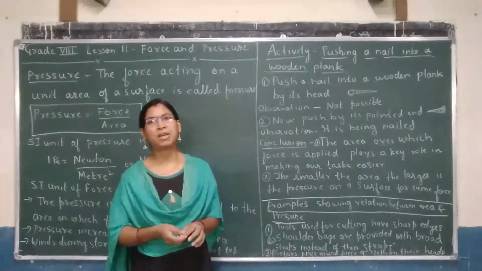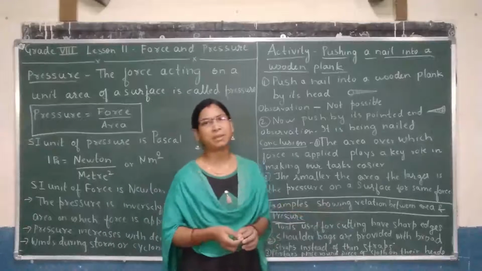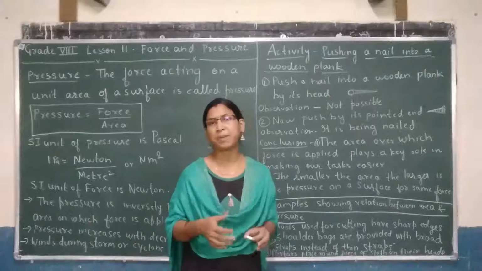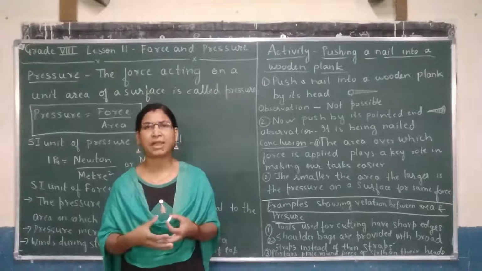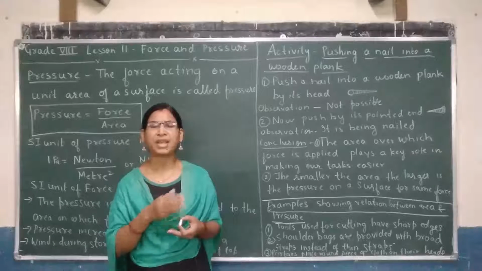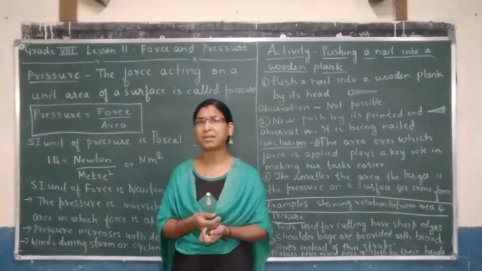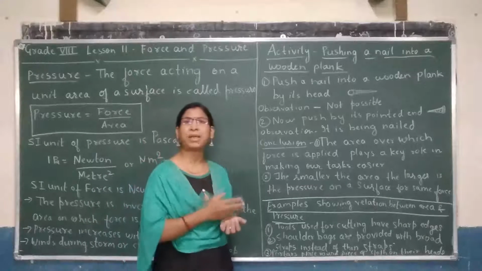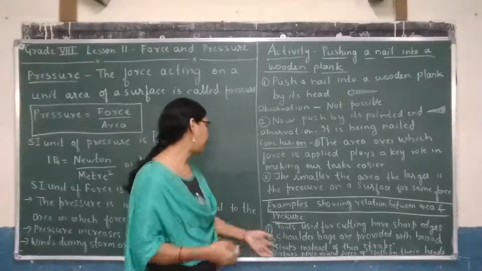Dear children, now let us see some more examples to show the relation between area and pressure. First one is tools used for cutting have sharp edges. You might have seen that your mother uses a knife with very sharp edges to cut vegetables. If it had a blunt end, will it cut the vegetable? No, it will not. So it should have less area so that work can be done faster.